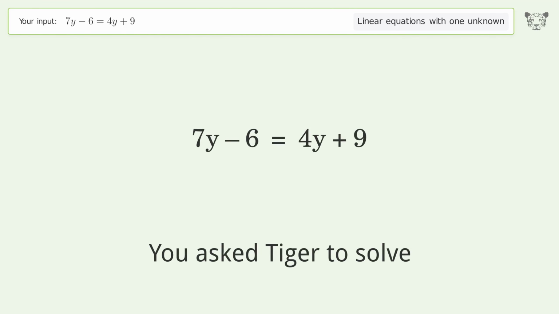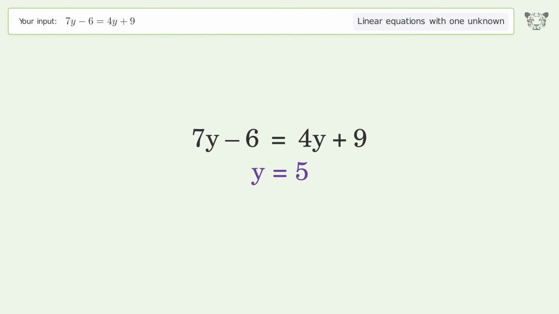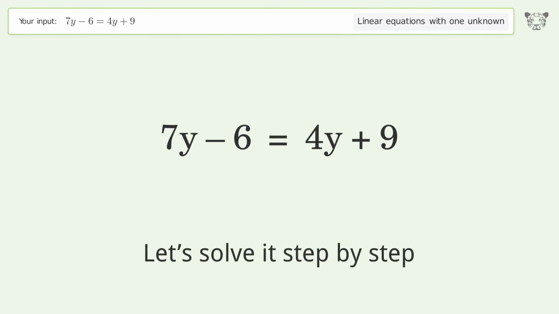You ask Tiger to solve. This deals with linear equations with one unknown. The final result is y equals 5. Let's solve it step by step.